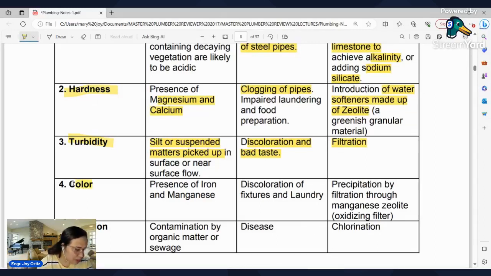Now, another problem is when our water has color. A possibility is that our water is brown because of iron and manganese, or possibly the water is just dirty. This causes discoloration of fixtures and laundry. How do we correct that? It needs precipitation by filtration through a manganese zeolite oxidizing filter. Okay, good.